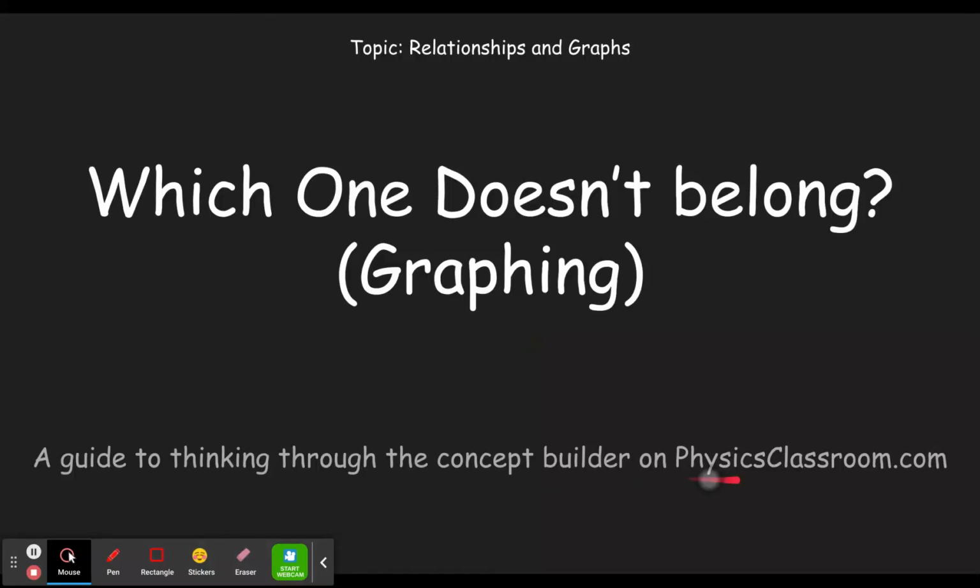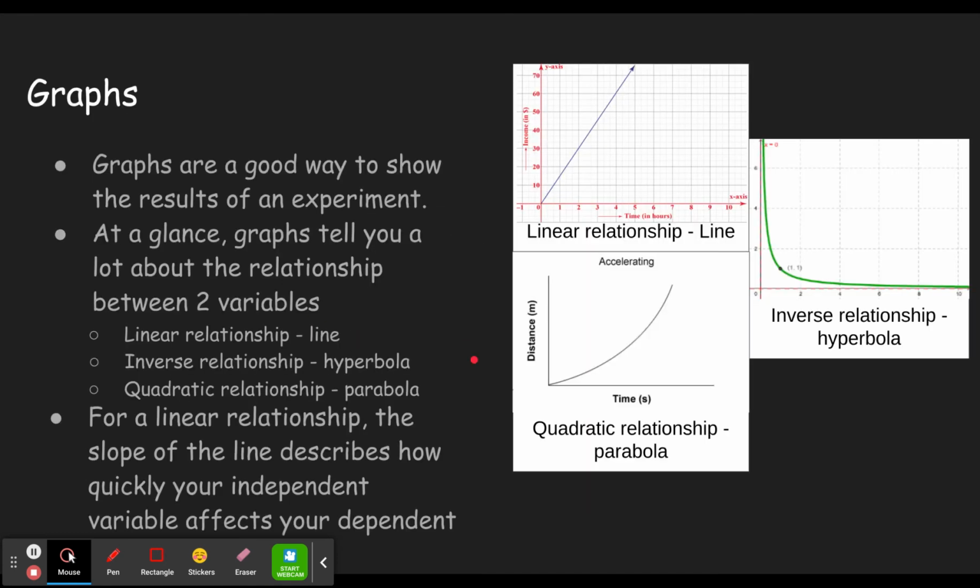Today we're going to be looking at a concept builder on physicsclassroom.com in the topic Relationships and Graphs, titled Which One Doesn't Belong? Throughout the course of the year, there's several with that title, so I identified this as the graphing one of those. In the calculating slope video, a couple of concept builders ago, I went through this slide. I'll link the video here if you want some more detail on these relationships.